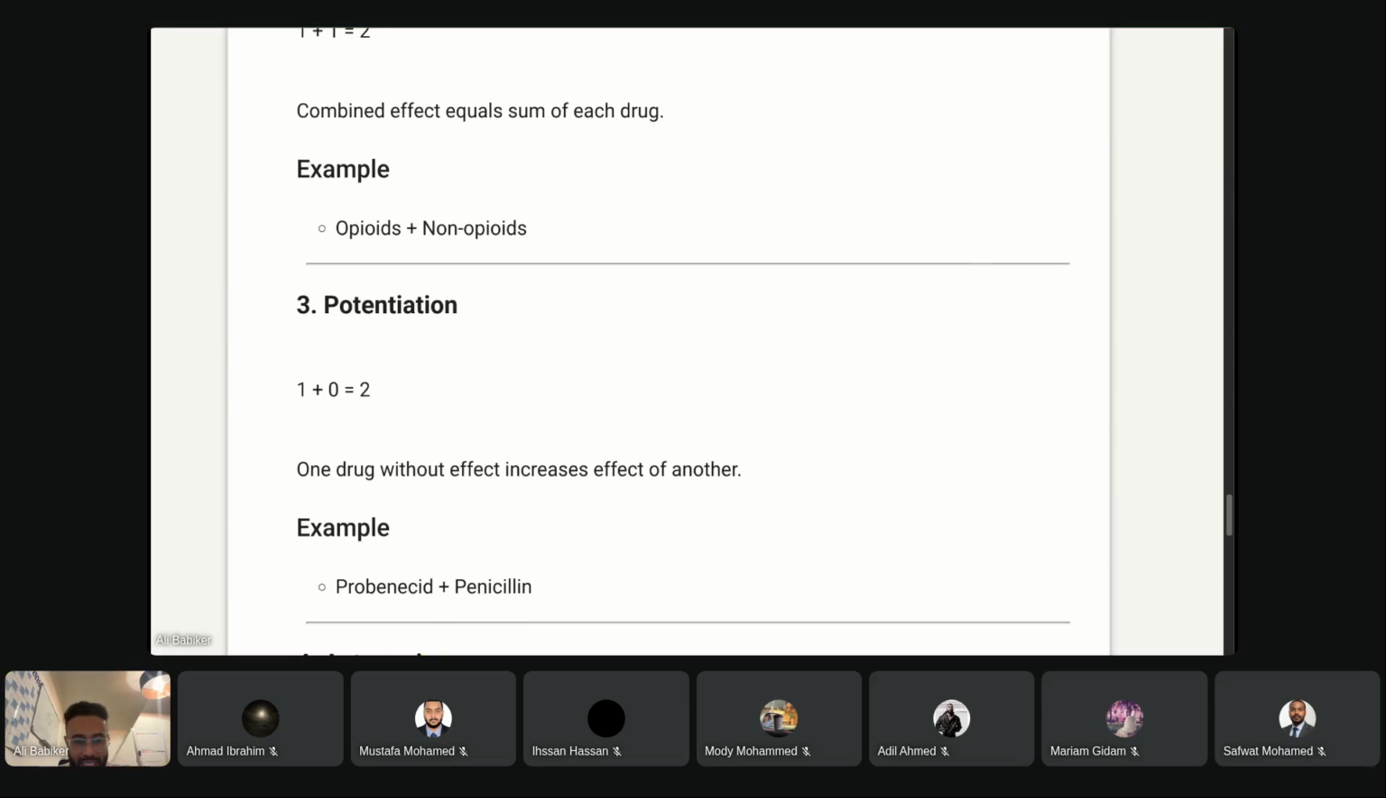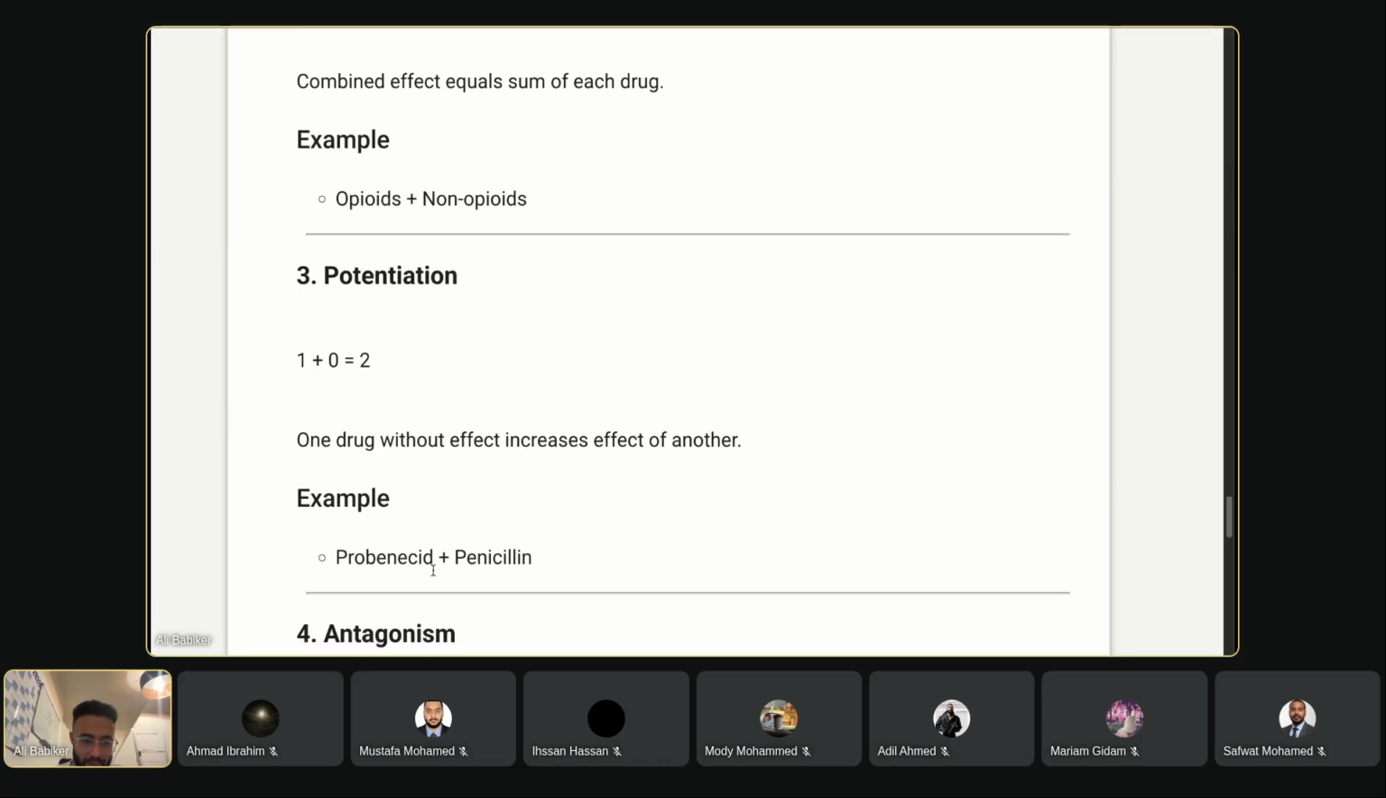Potentiate. Potentiate means one drug without an effect increases the effect of another. So you give one drug, all right? However, when you add another drug, the effect will be 2. One drug without the effect increases the effect of another. Example, probenecid and penicillin. The effect of penicillin will be doubled.